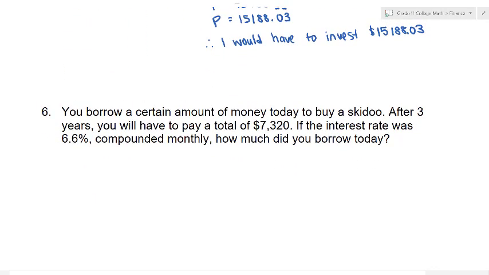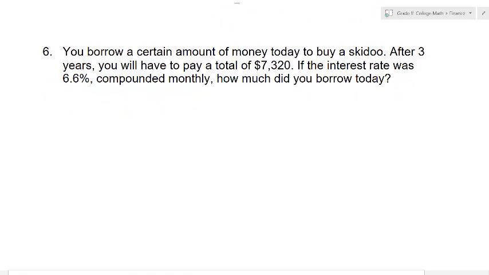All right, question 6. You borrow a certain amount of money today to buy a Skidoo. After 3 years, you will have to pay a total of $7,320. If the interest rate was 6.6% compounded monthly, how much did you borrow today? All right, so again, the question is asking for the present value, how much do you have to borrow today? So that's the present value, or the principal, the initial amount of money. That's what you're looking for this time again.